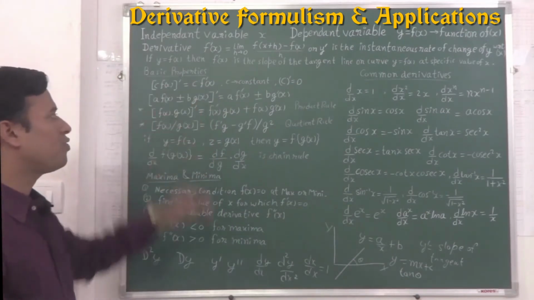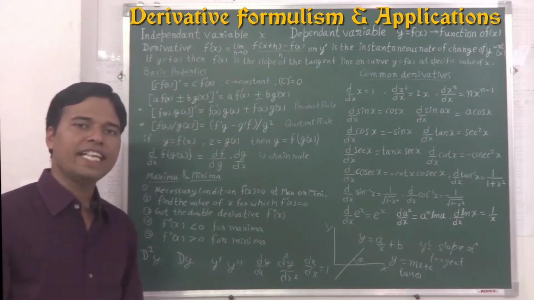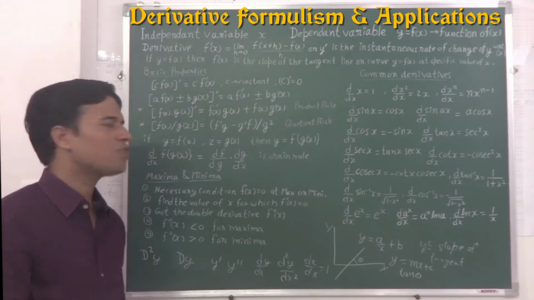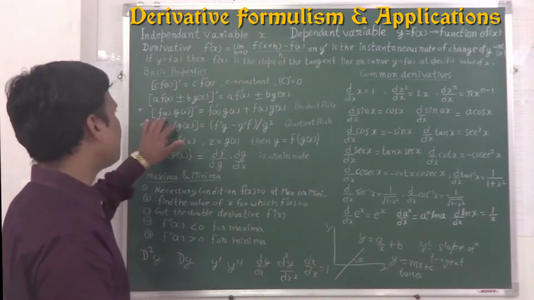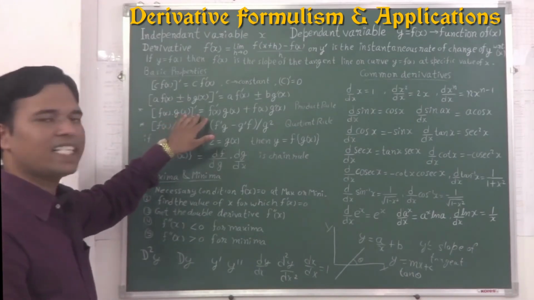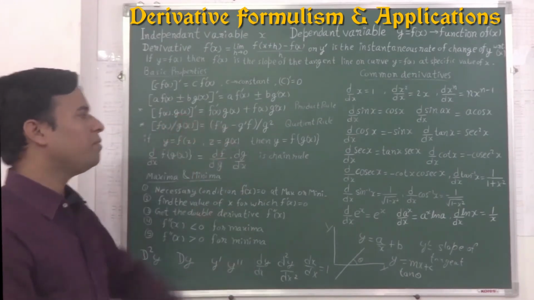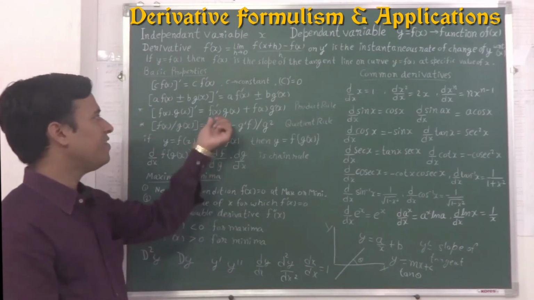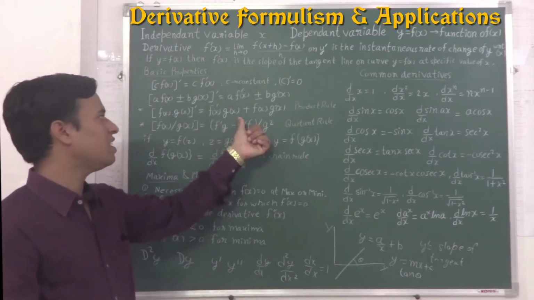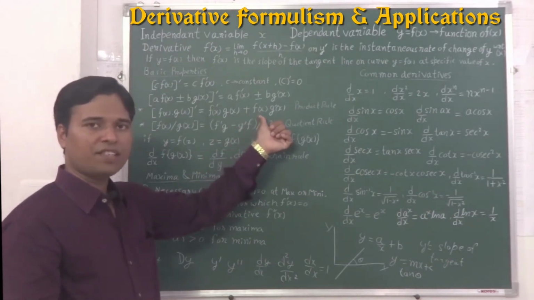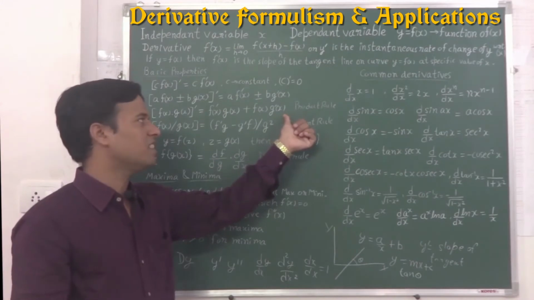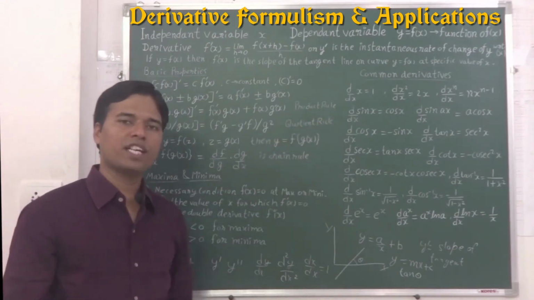Now if we want to find the derivative of the product of two different functions of x, f(x) multiplied with g(x), its first derivative will be equal to the derivative of the first function multiplied with the second function, plus the first function multiplied with the first derivative of the second function. It is called the product rule.